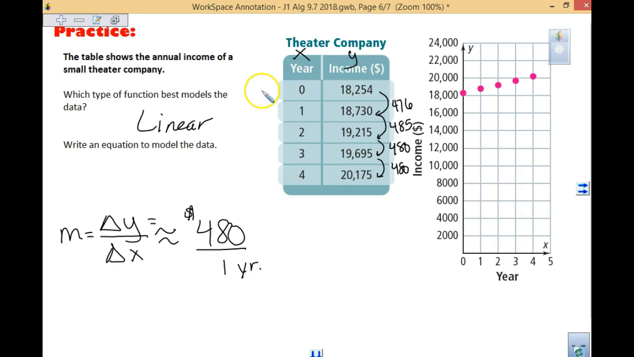So now we want to write our equation. Do we know our y-intercept? Yes. We know our y-intercept is our 0 point. So we can write our equation to model it. Y equals 480x plus 18,254. Okay? So as you are doing the problems, this is kind of what you are going to be looking at.